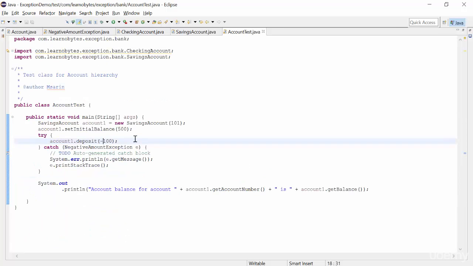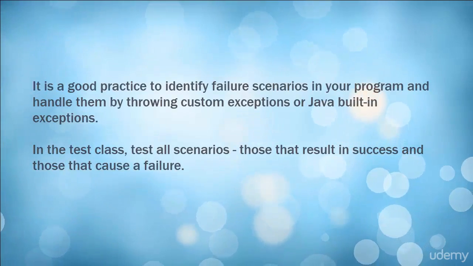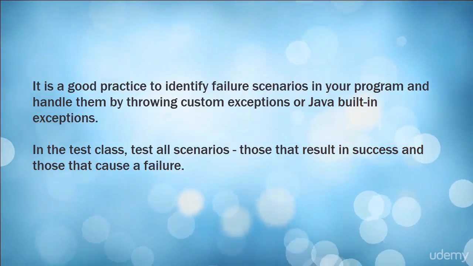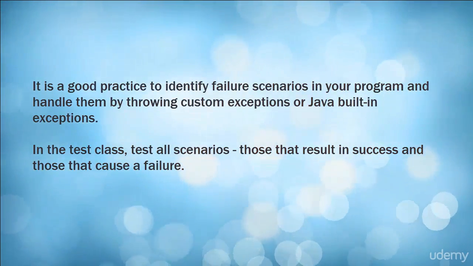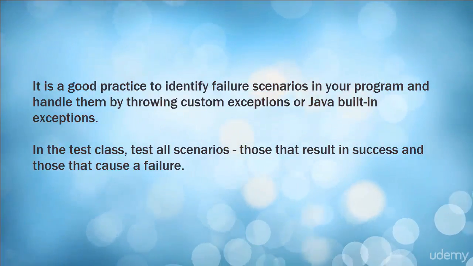We will now test the account class for a positive amount in the deposit method call. In this case, no exception will be thrown and the program works as expected. It is a good practice to identify failure scenarios in your program and handle them by throwing custom exceptions or Java built-in exceptions. In the test class, test all scenarios, those that result in success and those that can cause a failure.